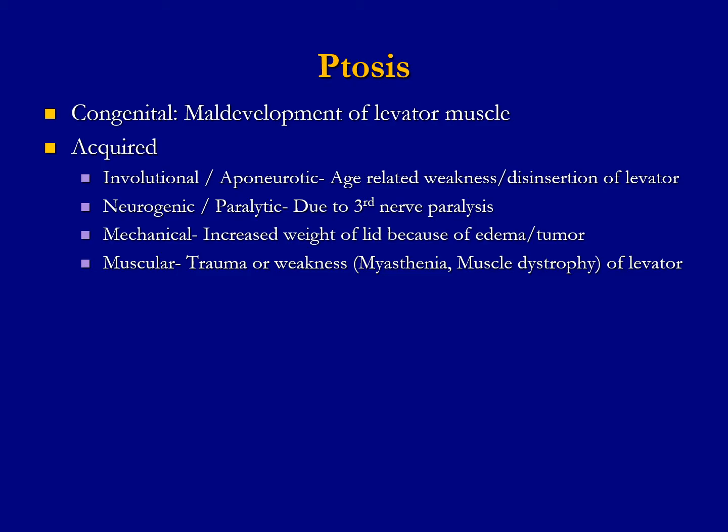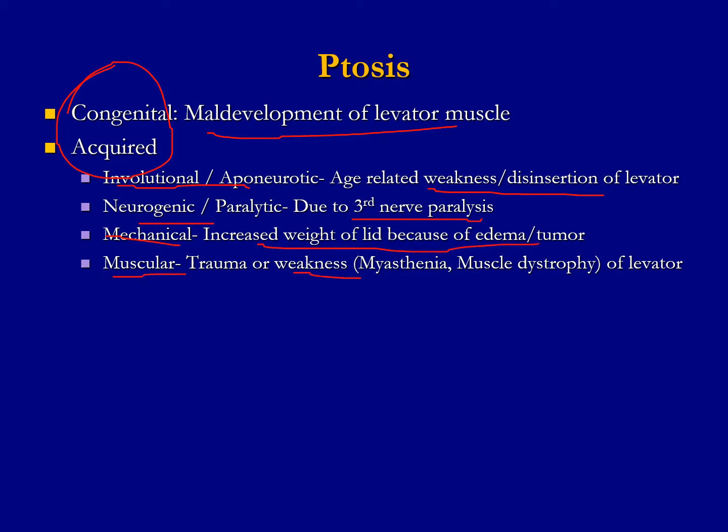Let's first recap what we discussed. Ptosis can be congenital or acquired. Congenital is because of maldevelopment of the levator muscle. Acquired is of 4 types. Involutional is because of weakness or disinsertion of the levator aponeurosis. Neurogenic is because of third nerve palsy. Mechanical is because of the increased weight of the lid, and muscular is because of weakness of the muscle caused by myasthenia or muscular dystrophy.